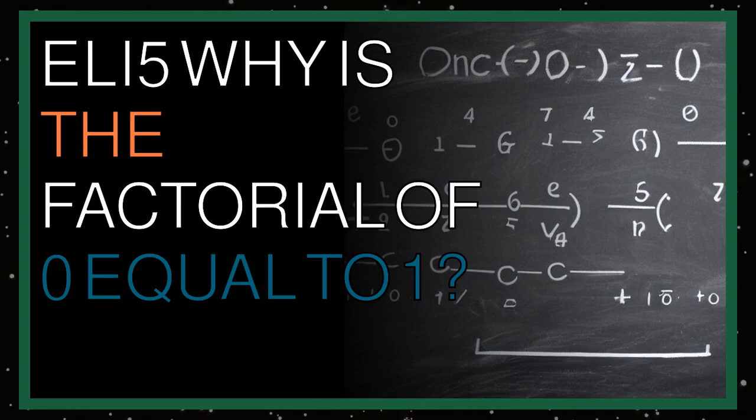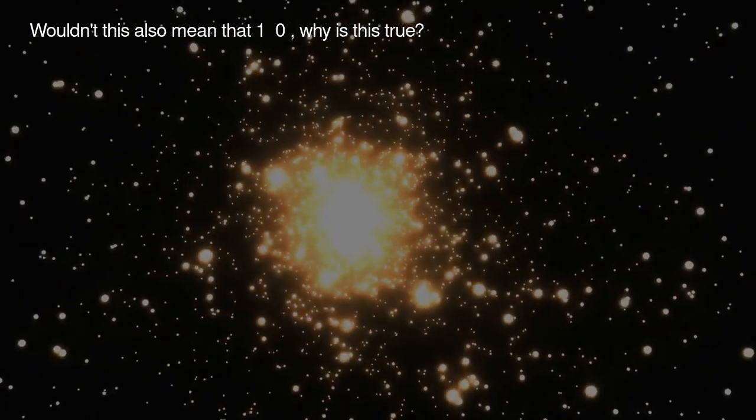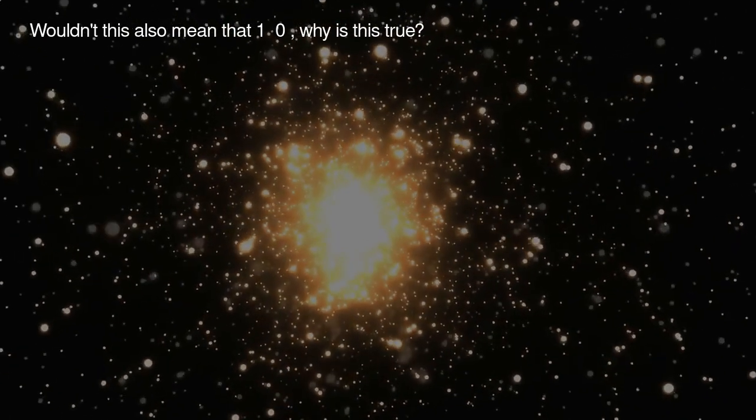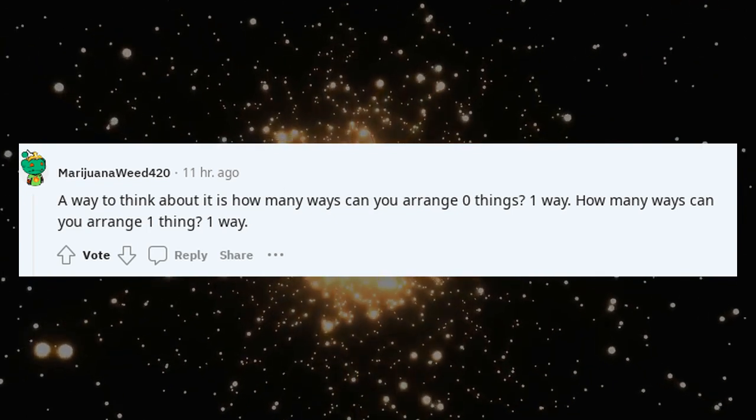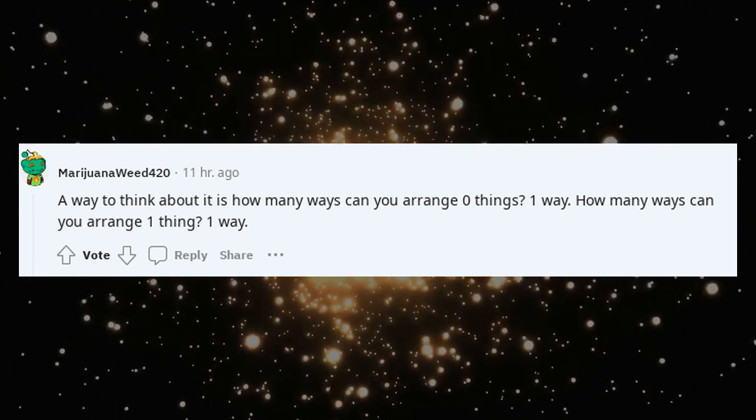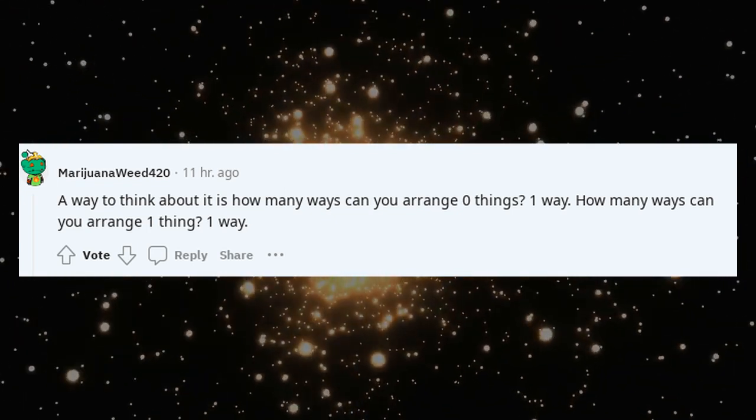Explain like I'm 5. Why is the factorial of 0 equal to 1? Wouldn't this also mean that 1! = 0!? Why is this true? A way to think about it is how many ways can you arrange 0 things? One way. How many ways can you arrange one thing? One way.